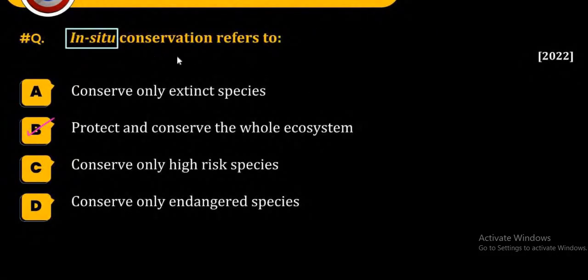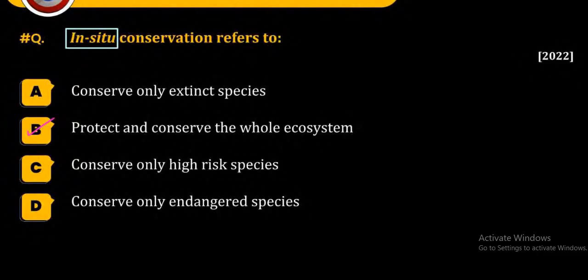Next question. In situ conservation refers to: conserve only extinct species, protect and conserve the whole ecosystem, conserve only high risk species, conserve only endangered species. So the correct option is B, protect and conserve the whole ecosystem.